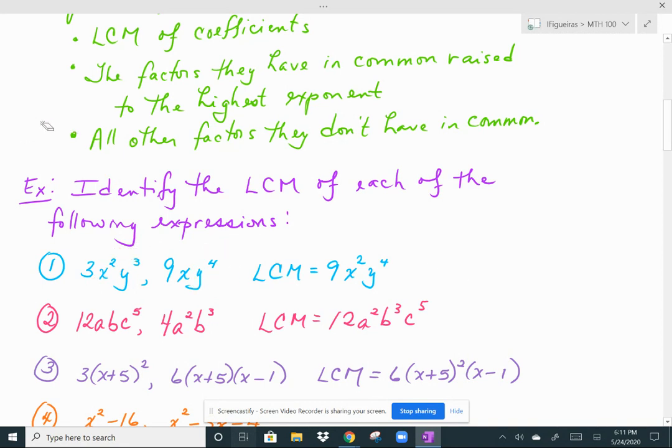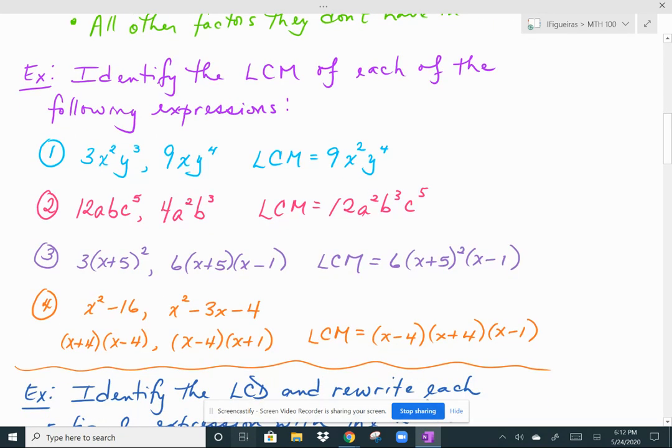Okay, let's move on to the next one. Here I have 12abc to the fifth, and 4a squared b to the third. The LCM for 12 and 4 is 12. They have an a in common, but you want a squared, the one raised to the highest exponent. And they have a b in common, so you want b to the third, because that's the highest exponent. Then you also multiply by the part they don't have in common. They don't have a c in common, so you multiply also by c to the fifth. So your LCM is 12a squared b to the third c to the fifth.